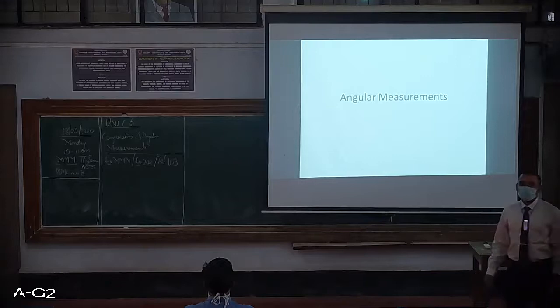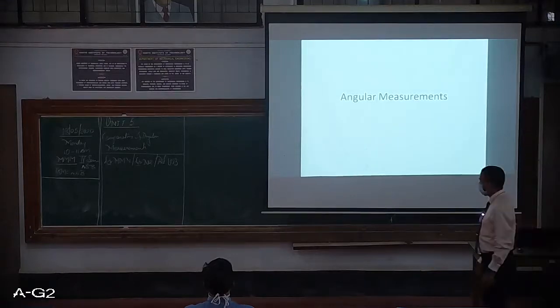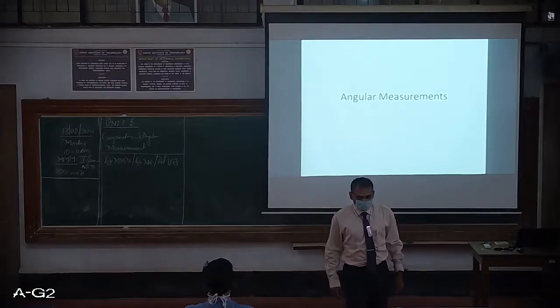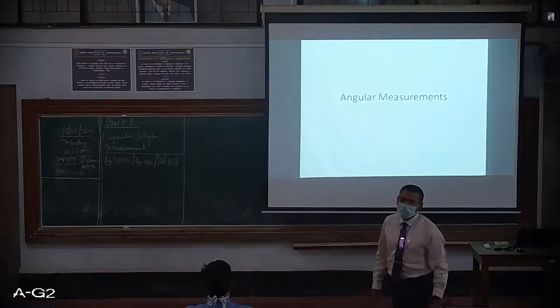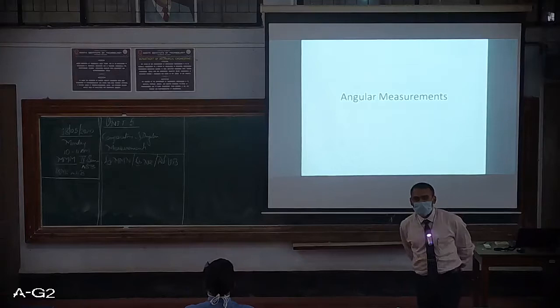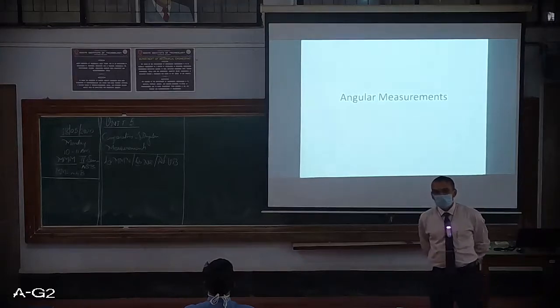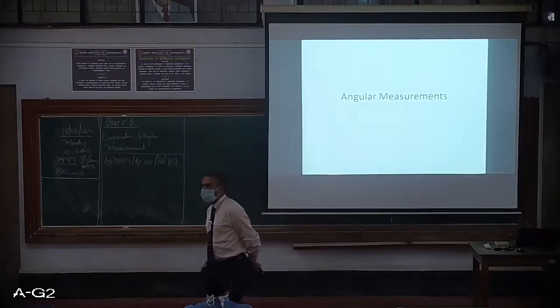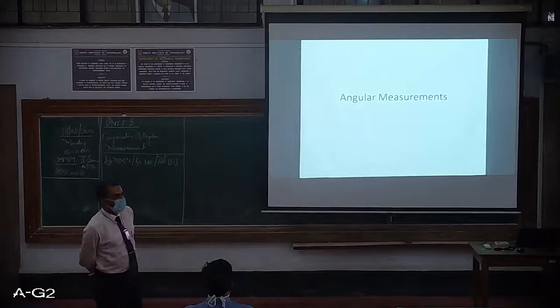Okay. Hello, students. So today we'll be starting with angular measurements. In all the previous chapters, we have discussed linear measurement, just like we use a scale, a steel rule, a vernier caliper, a micrometer. All these are used for measuring linear dimensions.